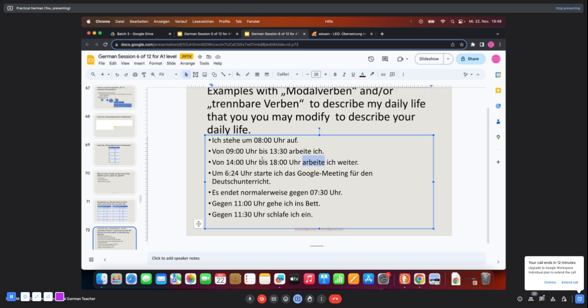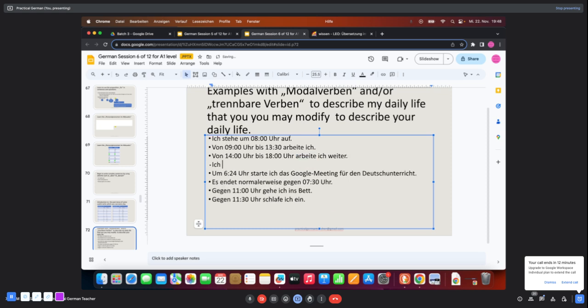So the verb is ich arbeite, I work. Now if you want to say I continue my work or I continue working, the verb is weiter arbeiten. Actually, it's weiterarbeiten. As I said, don't pronounce the R. But because it is a prefix, the verb is weiterarbeiten. You will have to take the prefix, this weiter, and keep it at the last position.